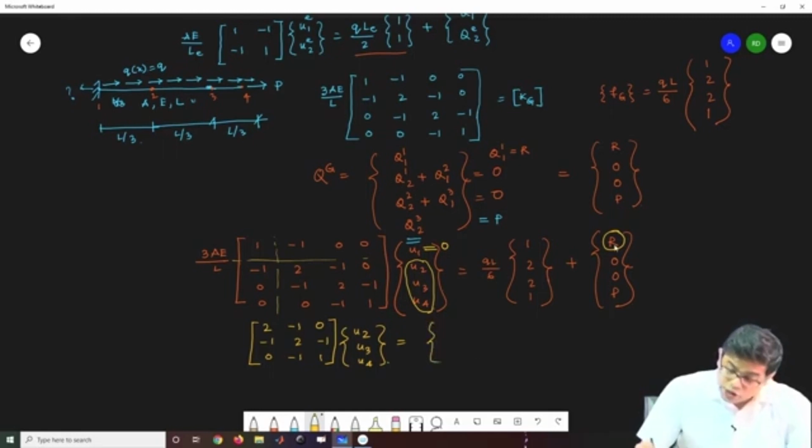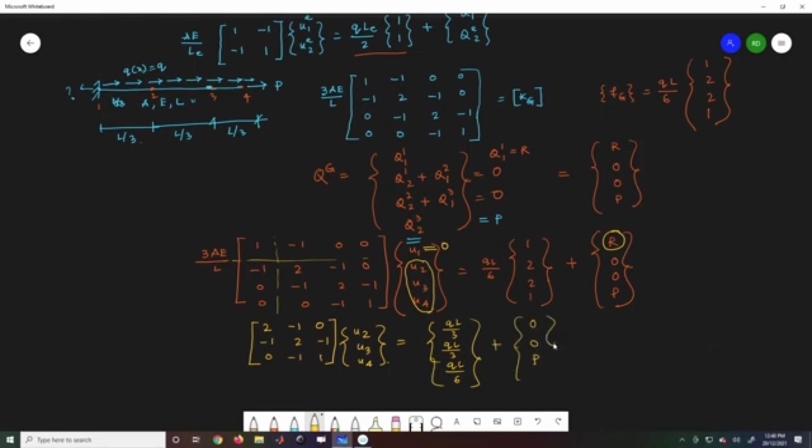So this R will not be there. So I can write it as QL by 3, then QL by 3, then this will be QL by 6, then 0, 0, P. So this will be my final equation, and I can solve it by inverting this matrix. I can get the solution. So that's the whole idea.